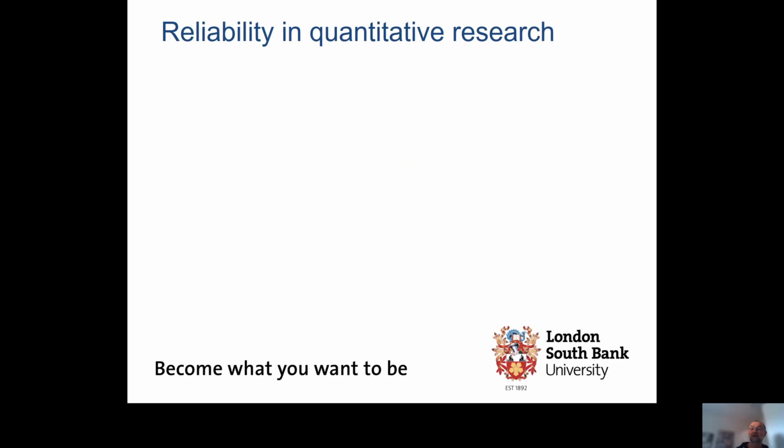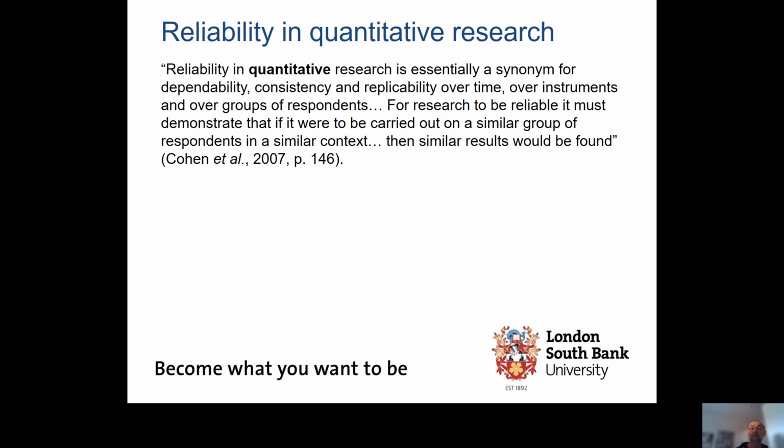And a final term to think about is the term reliability. Reliability in quantitative research, and some of you will be thinking in terms of quantitative research and some of you in qualitative research. Quantitative is if you're dealing with numbers, basically. Reliability in quantitative research is essentially a synonym. It means the same as dependability, consistency, and replicability, meaning that you could do the same thing in a different situation and get the same type of results.